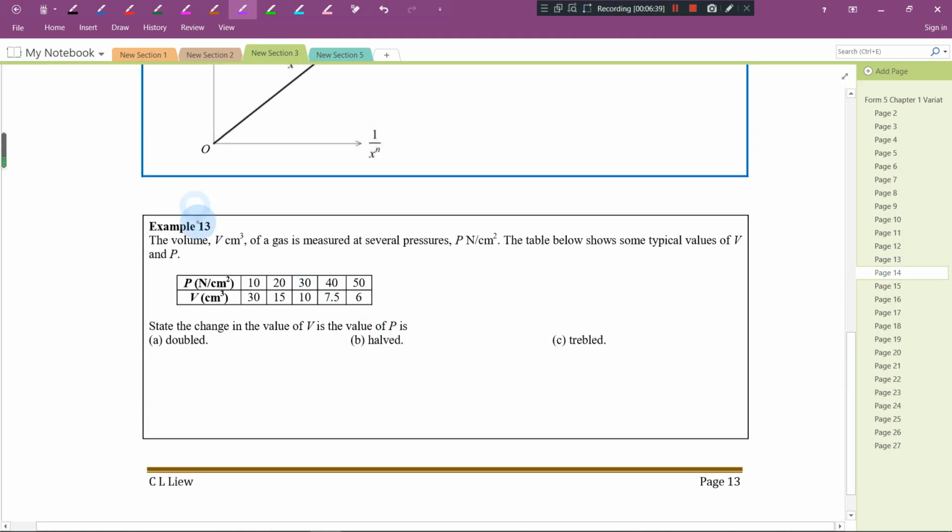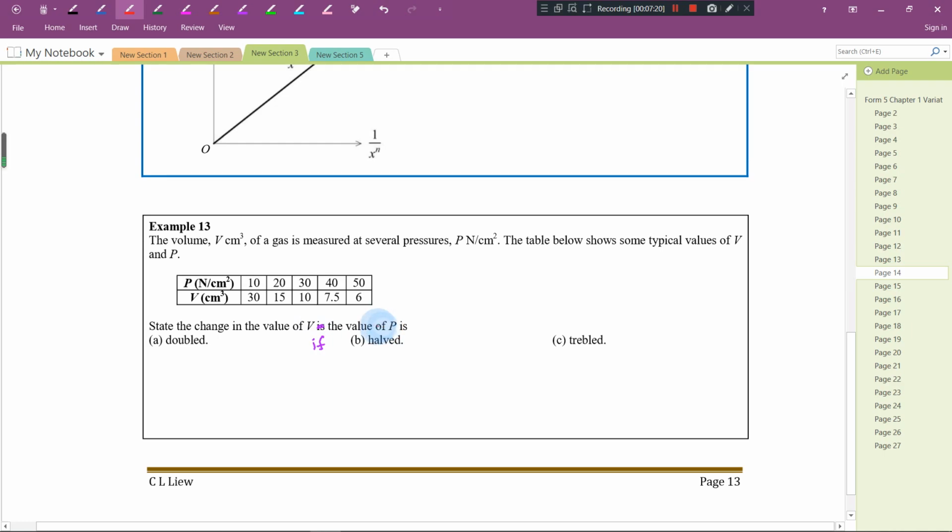Now let's look at this example. The volume V cubic centimeters of a gas is measured at several pressures, P newtons per square centimeter. The table below shows some typical values of V and P. Now we have a table over here. State the change in the value of V if the value of P is doubled. Okay, now let's look at this table. Then you will see the difference between inverse variation and direct variation.